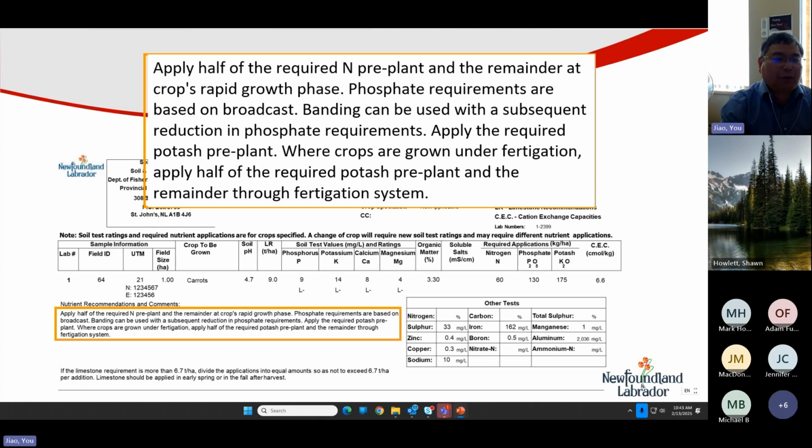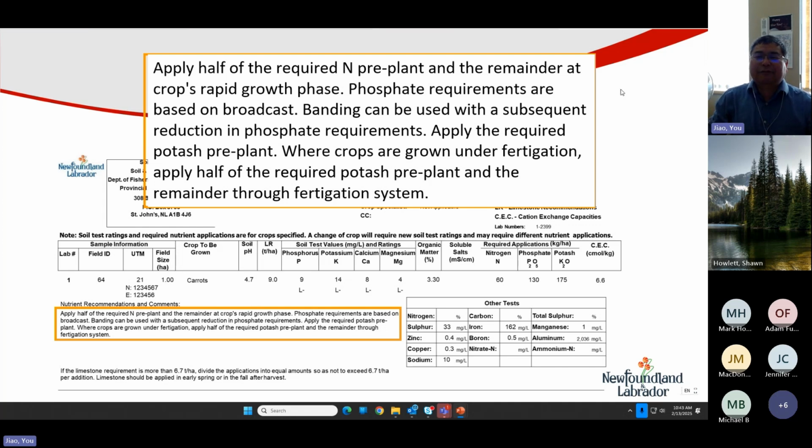In the soil test report, we have the nutrient recommendation and the comments. In this case, the comment is to apply half the required nitrogen pre-plant and the remainder at the crop's rapid growth phase. So split the nitrogen application if you can, since we want to keep the nitrogen in the field for the crop. If it's a single large application, until the crop fully develops, the nitrogen could leach out to the water system.